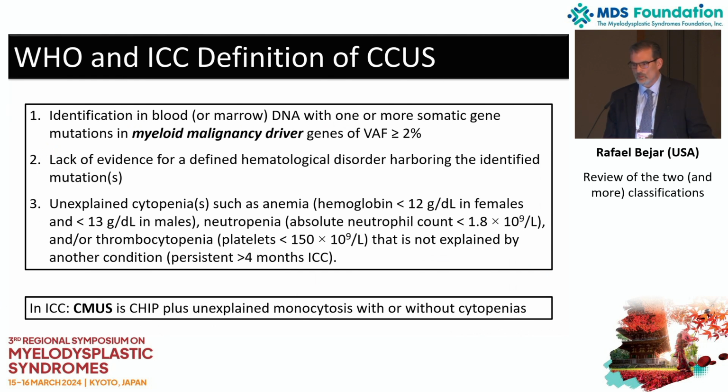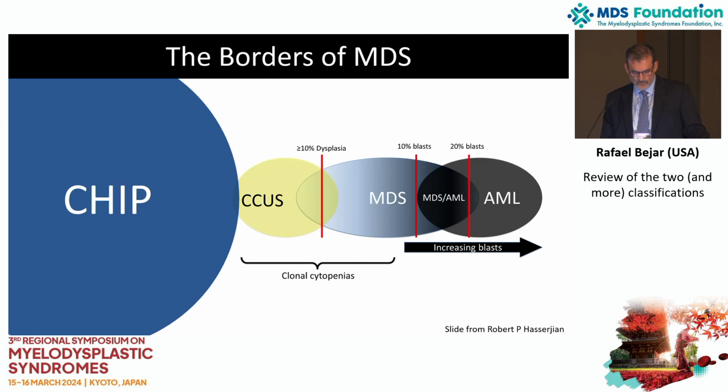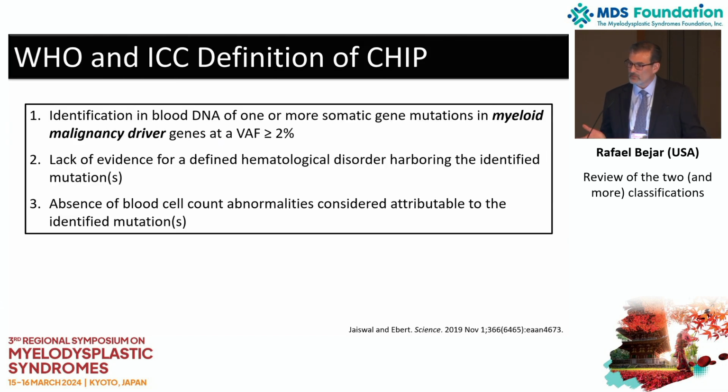And the WHO and the ICC had identical definitions for what CCUS should be. It looks very similar to the CHIP definition with the presence of an unexplained cytopenia. And CHIP, of course, is a much more prevalent condition, although I wouldn't call it a disorder. And the distinction between CHIP and CCUS is that unexplained cytopenia. As I mentioned, the diagnostic criteria for both are the same. And I think it's really important as we start thinking about how to understand these individuals better and what the risk is of going forward.